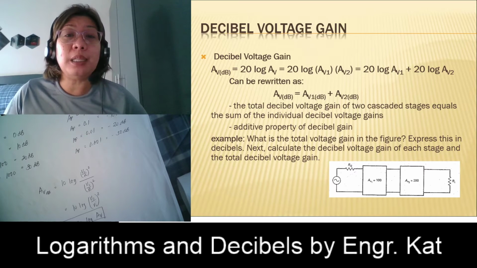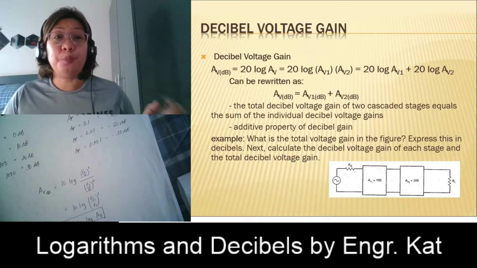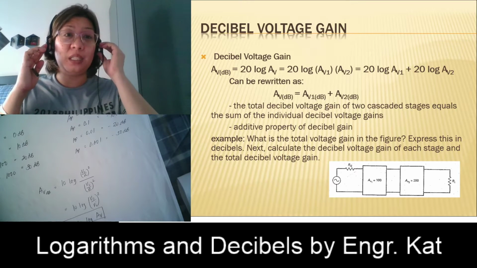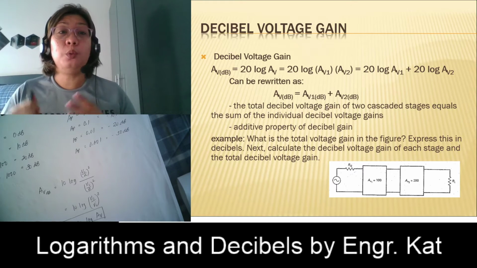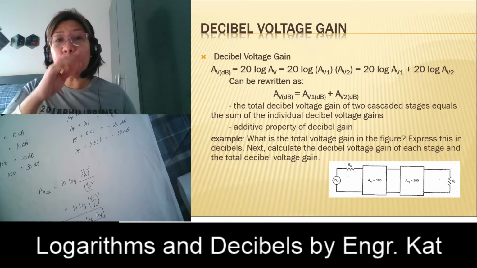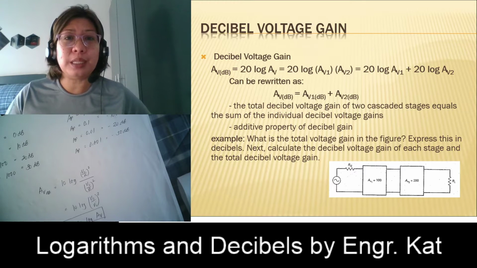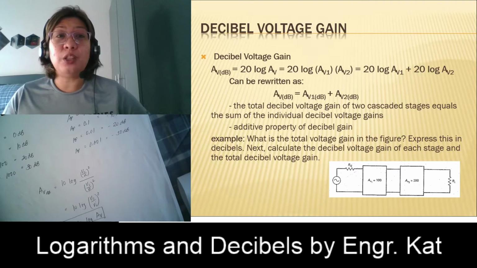So it can be rewritten as your AV1 in terms of decibel plus AV2 in terms of decibel. If your voltage gains are now in terms of decibels, no need to multiply them. You just have to add them. Therefore, the total decibel voltage gain of two cascaded stages equals the sum of the individual decibel voltage gains. So we are now using the additive property of decibel gain. It's easier to add than to multiply.